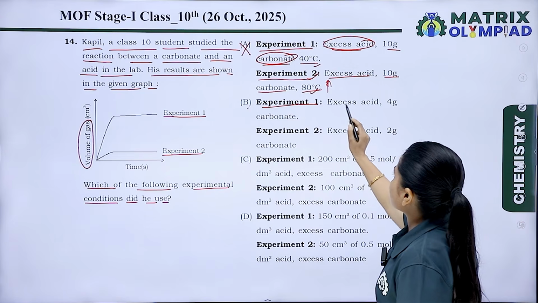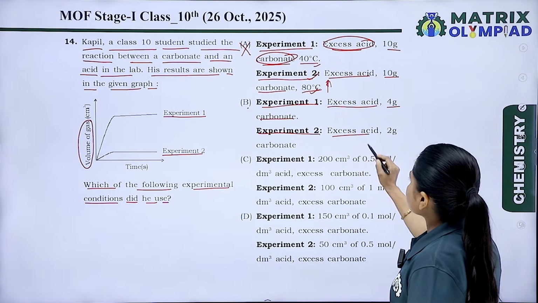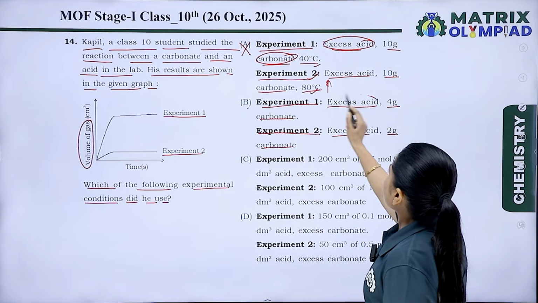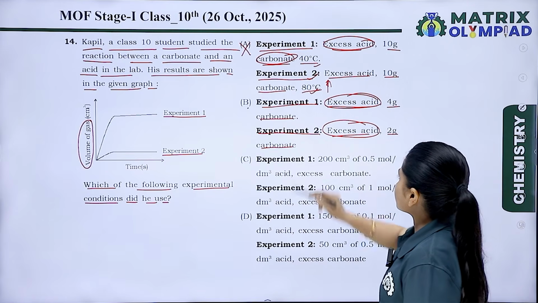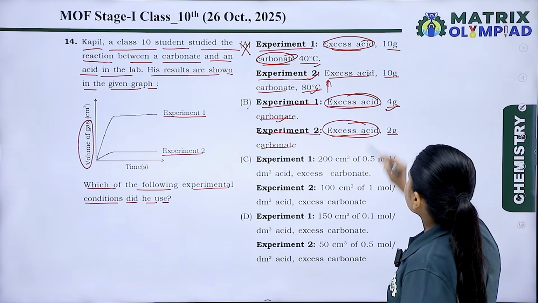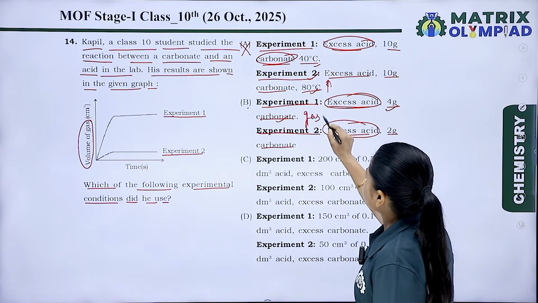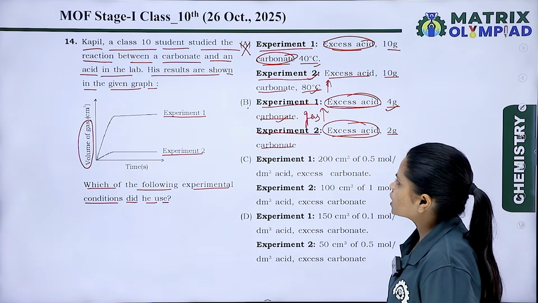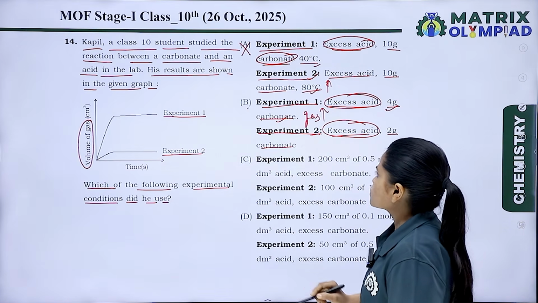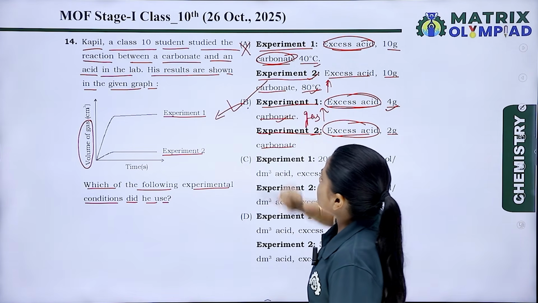B, experiment 1, excess acid 4 gram carbonate. Experiment 2, excess acid 2 gram carbonate. And in these cases, the amount of acid is in excess, but the amount of carbonate is more in experiment 1. So the volume of gas produced will also be more in experiment 1 as compared to experiment 2. So this perfectly matches the graph and can be the correct answer.